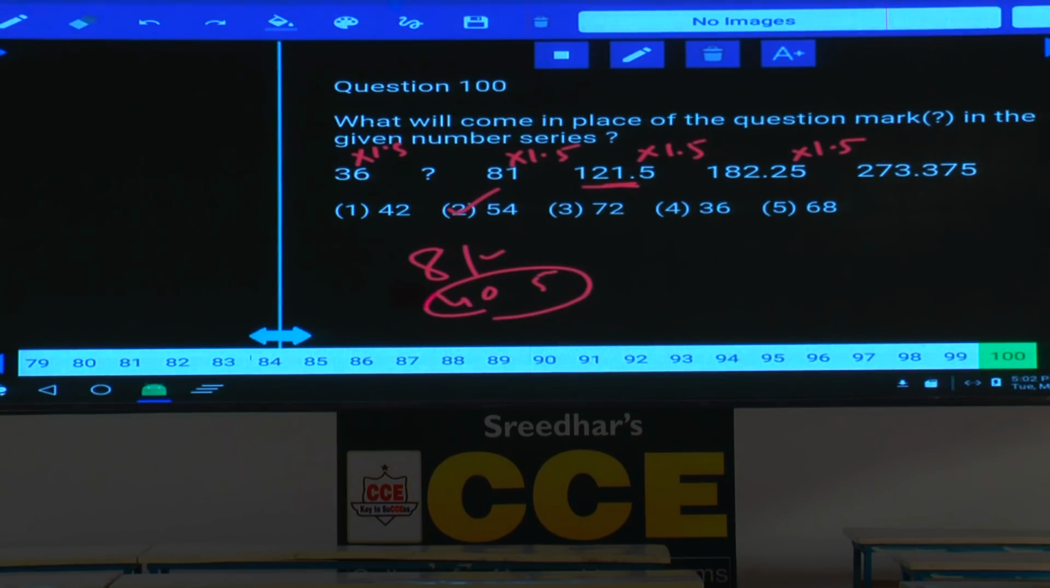Now this is about question numbers 96 to 100. Done with this paper? Paper number 12120.